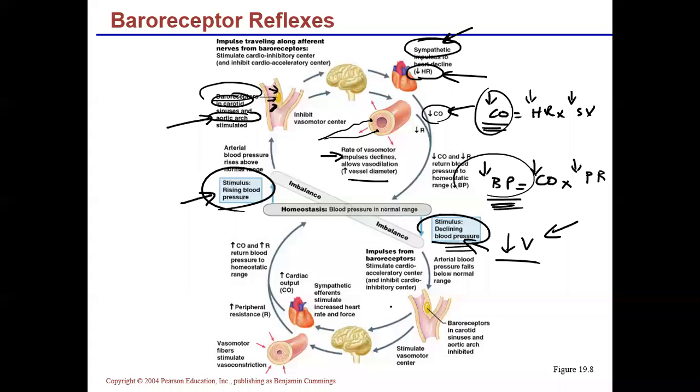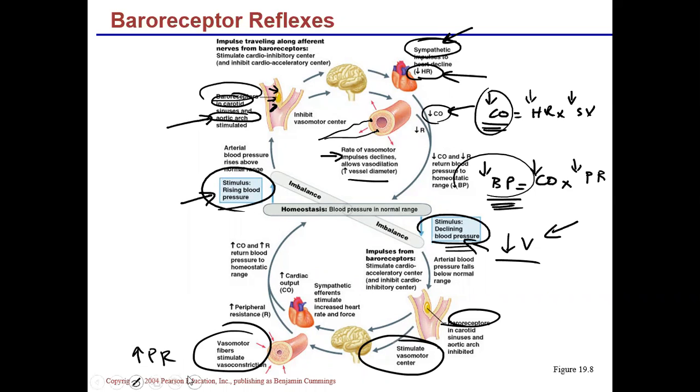So baroreceptors, again, in the carotid and the aorta will detect that less force is being exerted. Now you are stimulating vasomotor centers. What are the vasomotor centers going to do? They're going to release more vasoconstrictive chemicals. So it's going to have vasoconstriction. That by itself is going to increase the peripheral resistance. When the peripheral resistance is higher, blood pressure is going to get higher.